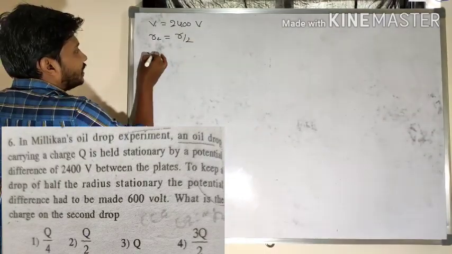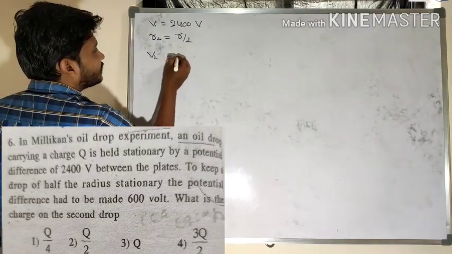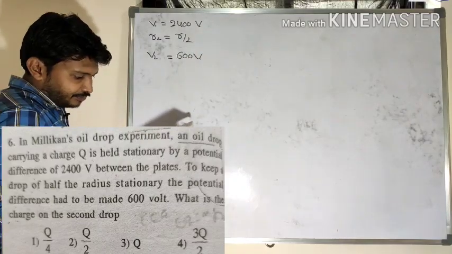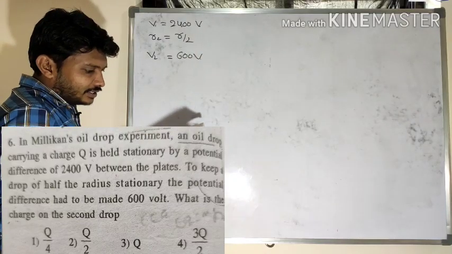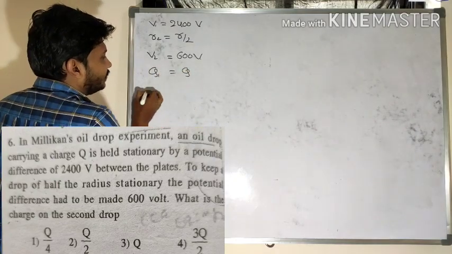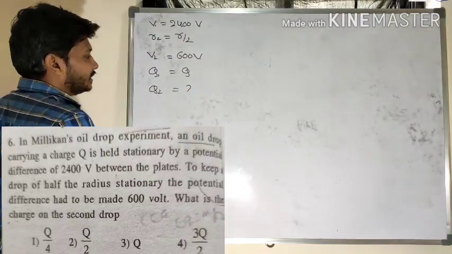So I am decreasing the distance to half of the original radius. Then the potential difference required is 600 volt. Then what is the charge on the second drop? Q1 is the Q they mentioned. Then what about the Q2 value here?